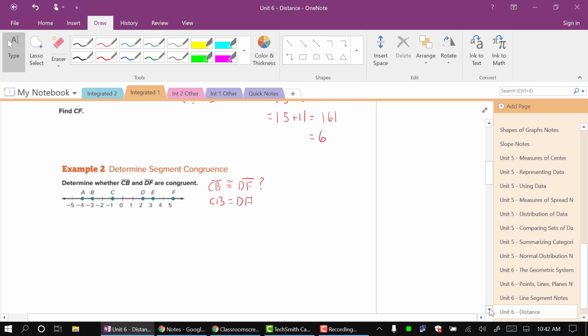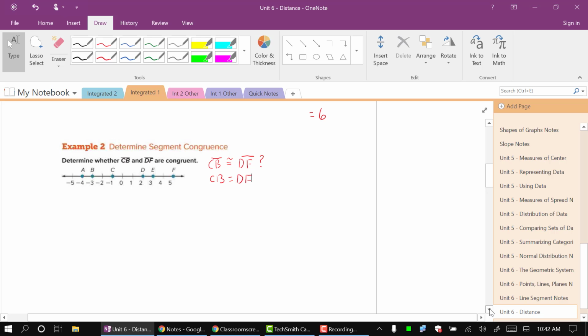So what I'm going to do is find the distance of CB, and then DF. Let's start off with CB. C is right there at -1. B is at -3. Then I'm going to do DF. D is right there at 2. F is right there at 5.